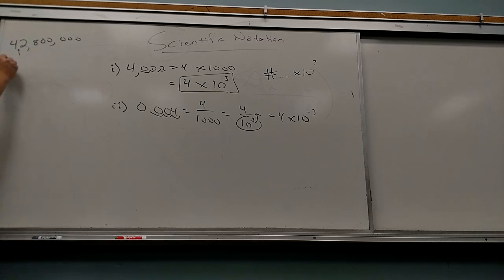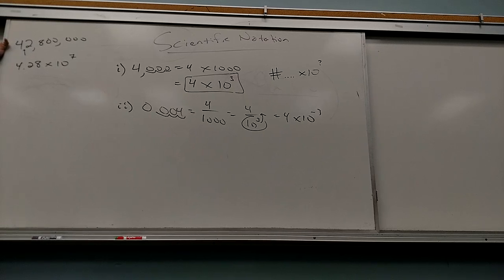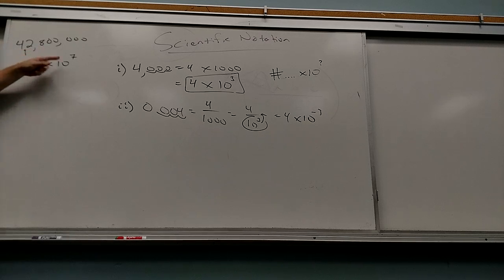So it'll be 4.28 times 10 to the... Why not negative? Because it's big. Oh. I got to multiply by 7 tens. I don't want to divide by 7 tens. Big positive exponent. Positive exponent, big.